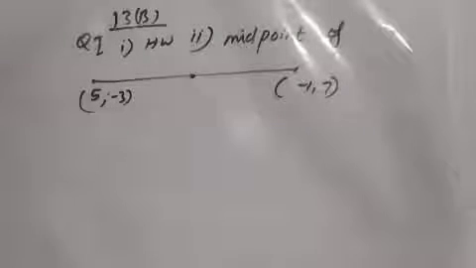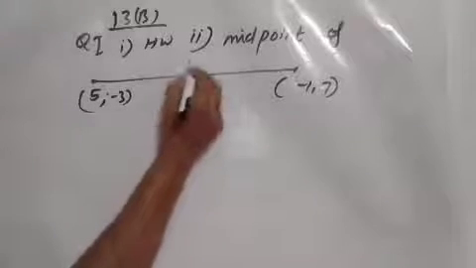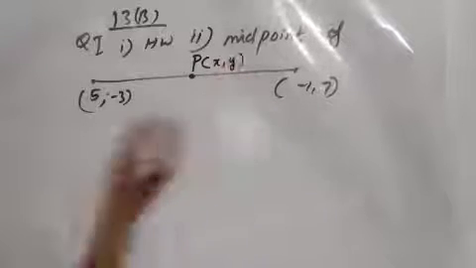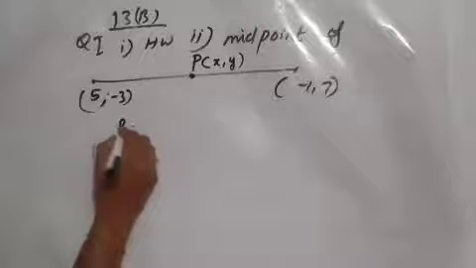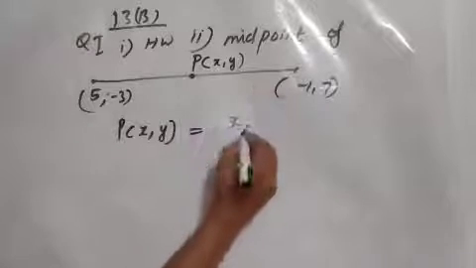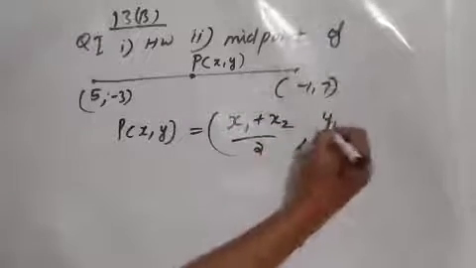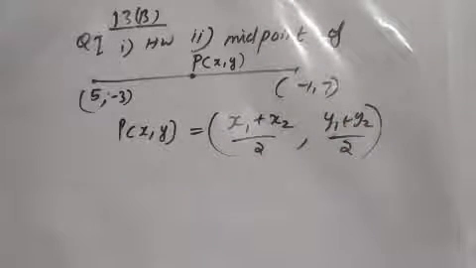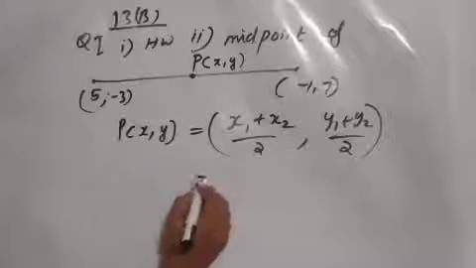Find the midpoint of the line segment joining the points (5, -3) and (-1, 7). We need to find the midpoint. Let the coordinates of the midpoint be P(x, y). So how can we obtain the midpoint? Yes, you learned the midpoint formula, no? Yes, we know the ratio is 1:1. So just (x1 plus x2) by 2 and (y1 plus y2) by 2. Sum of the x coordinates and take half of it. Sum of the y coordinates and take half of it. It's very easy.